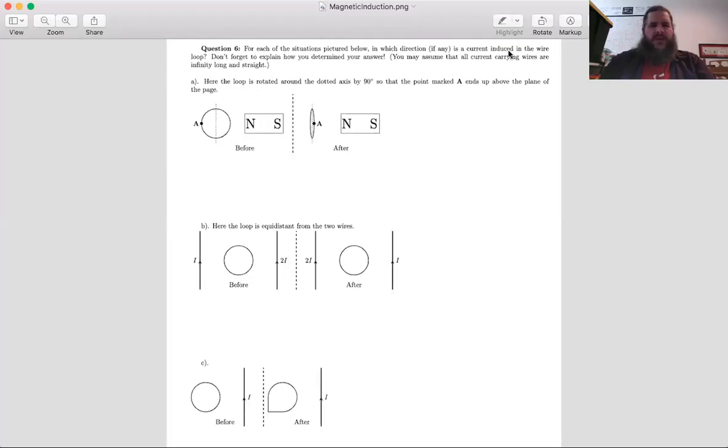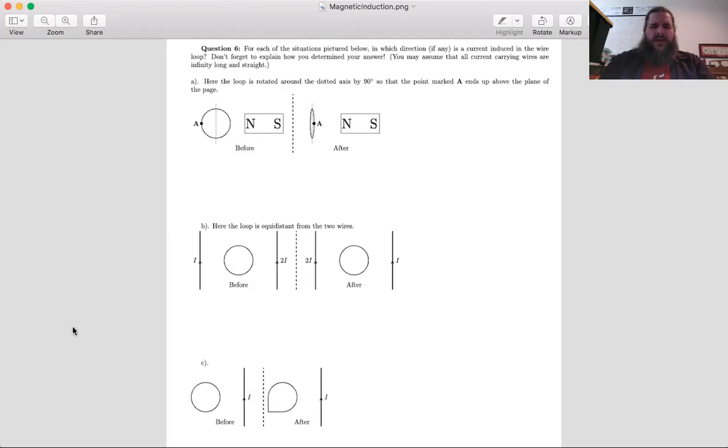In this problem, it looks like we've got several situations of some before and after some change with a loop of wire and a magnetic field. And we want to know, is there any induced current? And if so, which direction is the induced current?